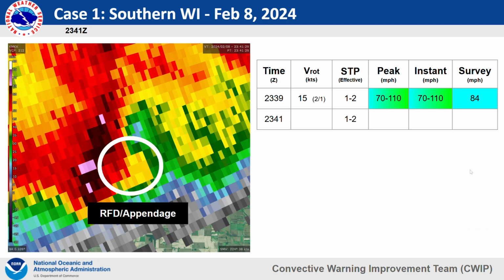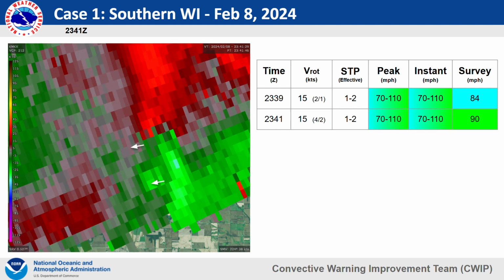So now moving forward in this case, we moved up 2 minutes to 2341Z. You'll see that RFD appendage has gotten a little better defined. If we go to the velocity image, the VROT hasn't changed. It's still 15 knots. At this point, the tornado was very ill-defined at the surface through the storm survey, and there may have actually been a break in the tornado path at this point. It's tough to say because the path kind of jogged in the survey. The duration has increased by 2 minutes, so we went from 2339 to 2341. So the total duration of that 15-knot VROT is now at 4 minutes. It's the second scan with this in it, and the numbers haven't changed so far. The survey results were 90 miles per hour at this point.